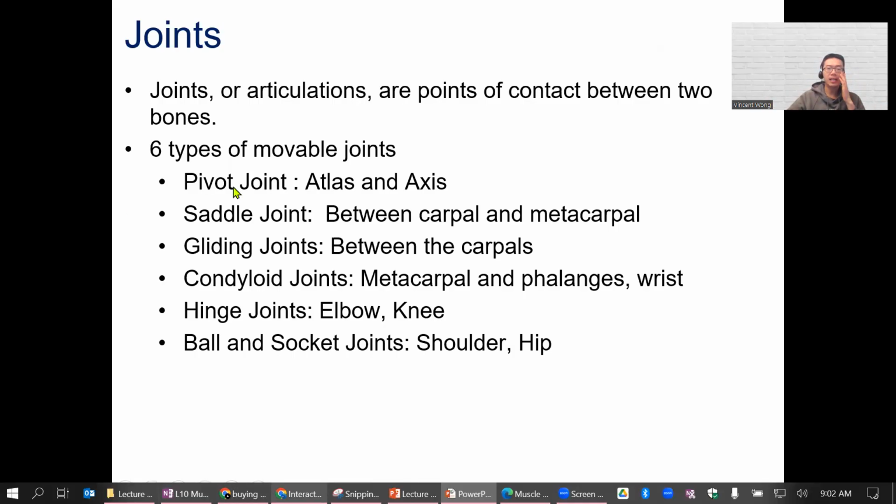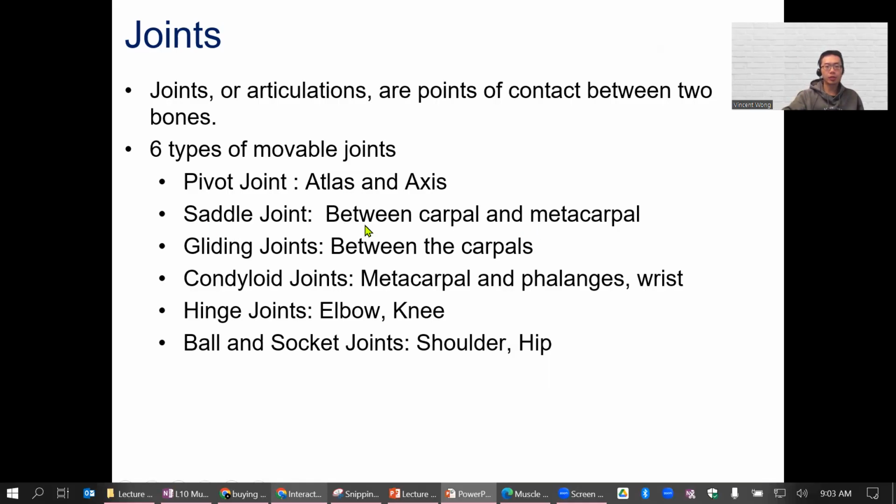Right? So pivot allows you to do side-to-side motion like the head. Okay, so the pivot joint is the atlas and axis. Remember, atlas is C1, the first bone in your cervical vertebra, right? And then this is C2. So there's a knob that protrudes on top of the axis, which goes through the opening in the atlas, and that allows you to create a pivot joint, right? To shake your head from side to side.